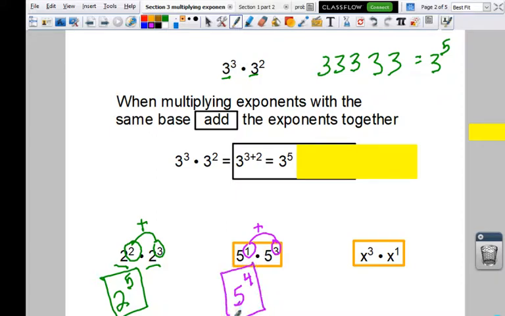You don't need to go farther. Alright, on your own, I want you to do this one on the right. x to the 3rd times x to the 1. So I want you to multiply those together and get it down to just x to something.